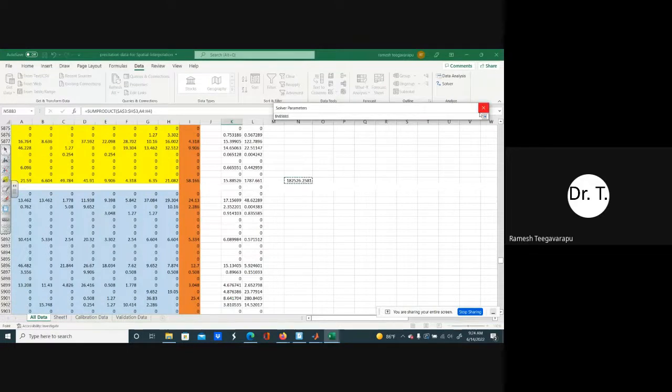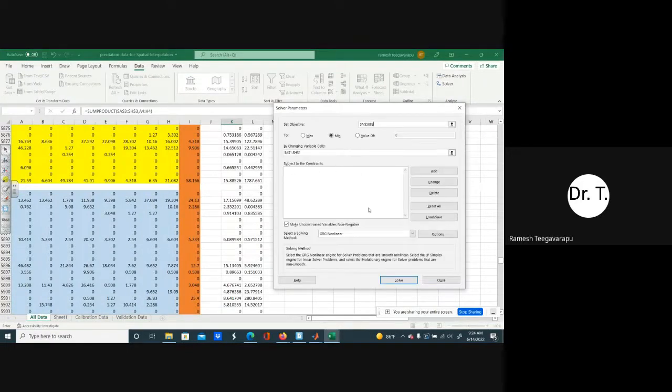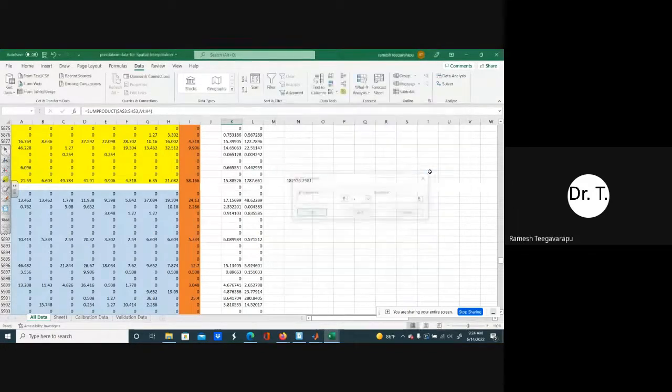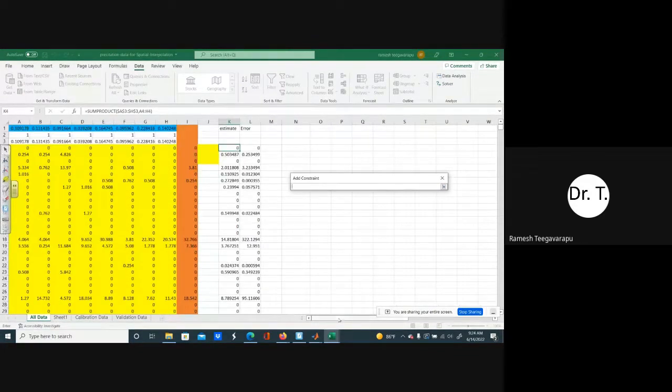The error value is this one, and we want to minimize. Now I'm going to add my constraints. So first of all, I have to say that the other cells are binary variables. So I have to go and say, go up, and then I say that all these variables are binary variables.